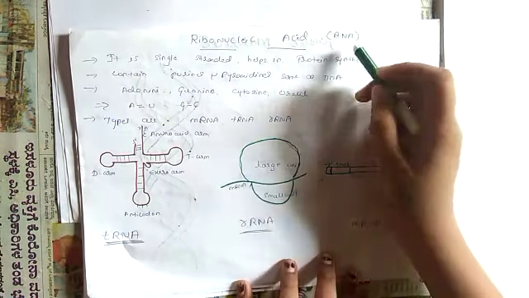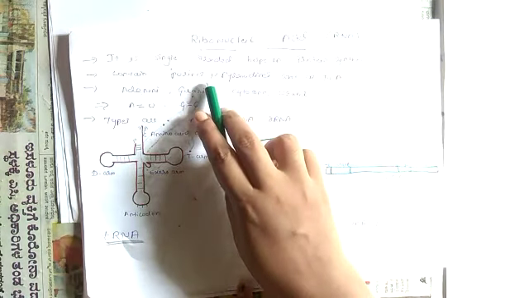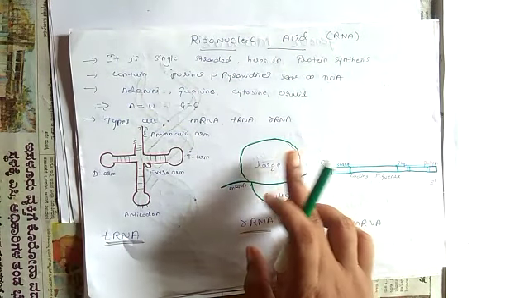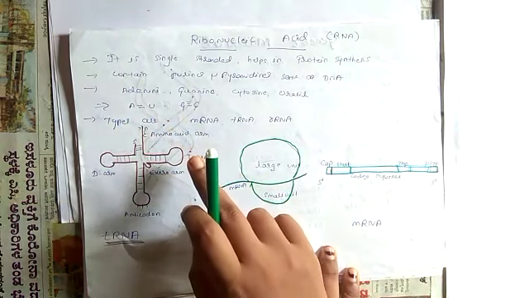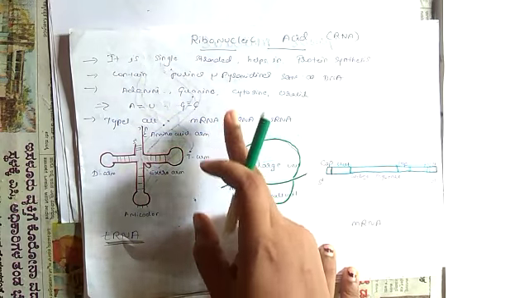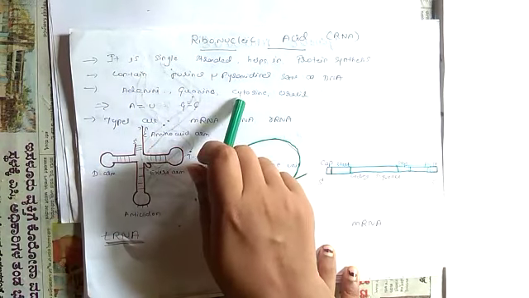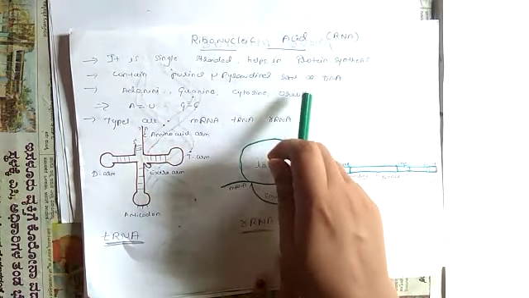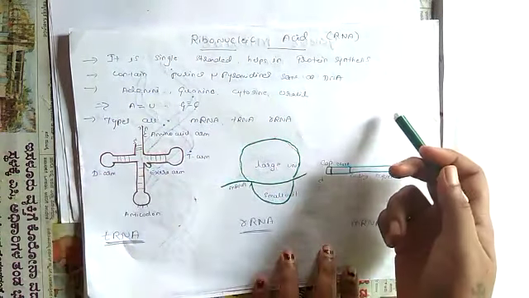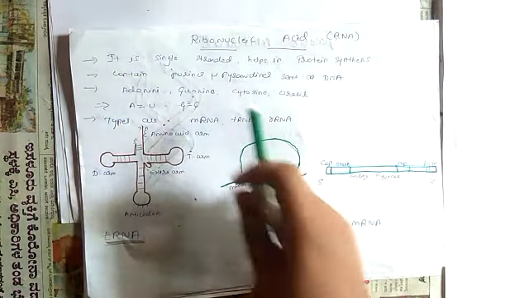Next is about RNA, ribonucleic acid. It is a single stranded structure. RNA mainly helps in protein synthesis. It also contains nitrogenous bases, purines and pyrimidines. Here there is a little change. They are adenine, guanine, cytosine, and uracil comes in place of thymine. That is A, U, G, C. In DNA it is A, T, G, C.